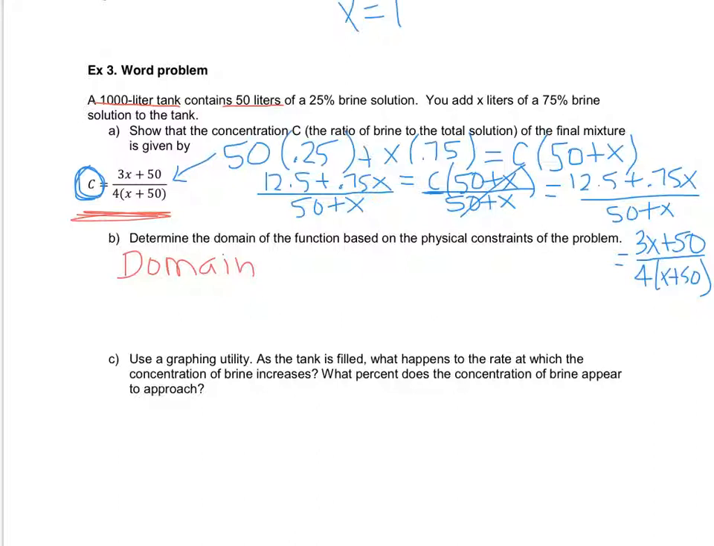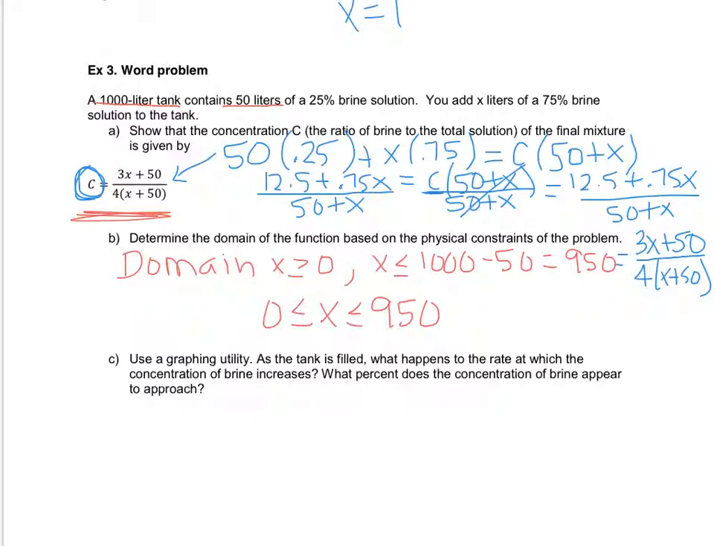So my domain is going to be all the values that are greater than or equal to 0, but also less than or equal to 1,000 liters minus the 50 that are already in there, or 950. So how you write that will be 0 is less than or equal to x, is less than or equal to 950. That's how we're going to get the domain. So I can fill it up anywhere between 0 and 950 liters before I reach my capacity.